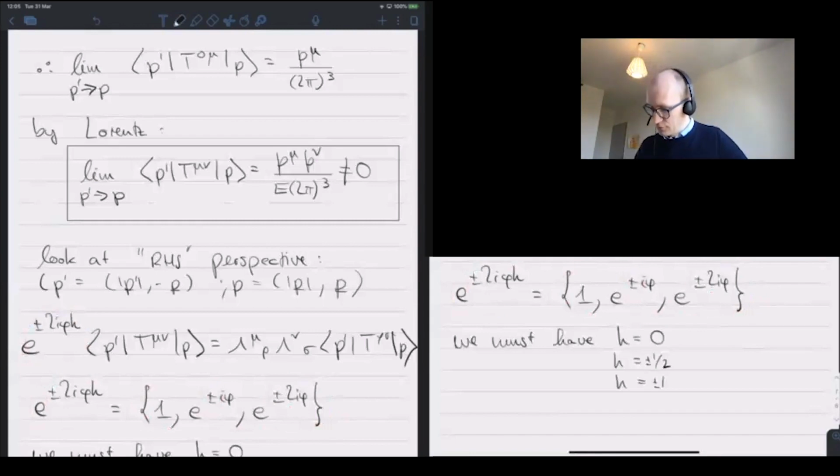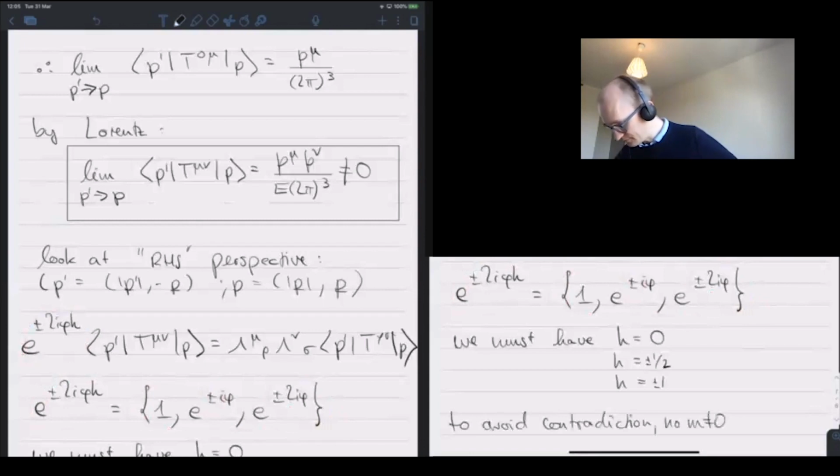So again, to avoid contradiction, no massless h greater than 1. Let's write it like this. In particular, no h equal to 2, no emergent graviton.